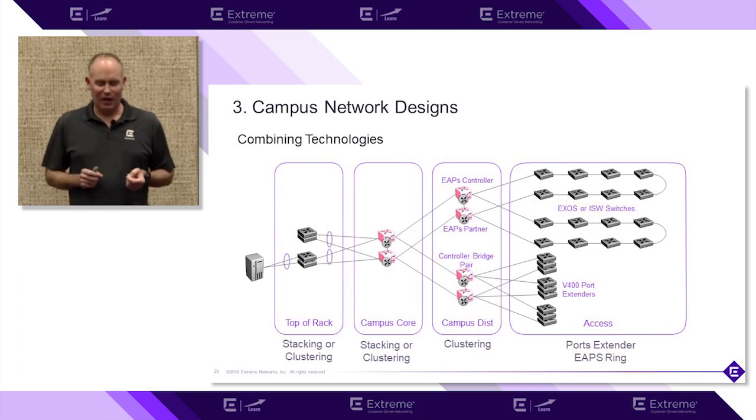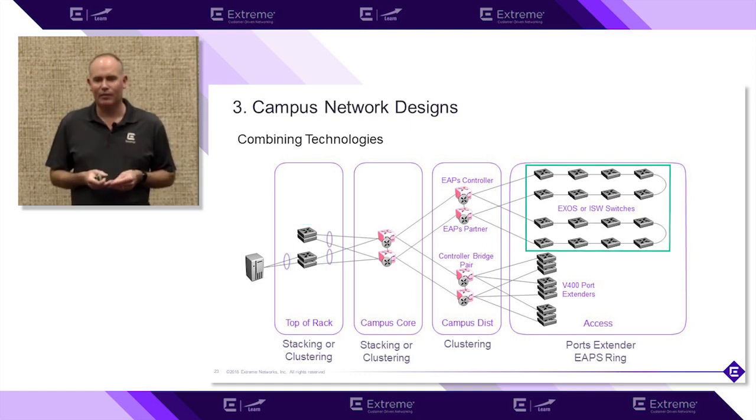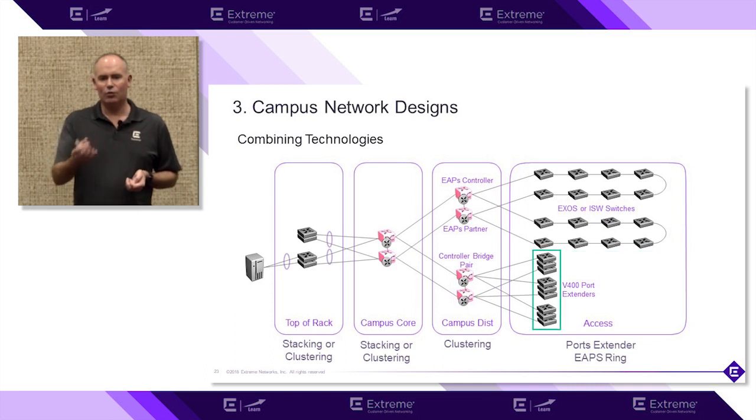The final point that I want to make is that we can mix and match these technologies. If you look at this example here, we're using switch clustering in the core and the distribution. We're using stacking in the top of rack for the server farms. And then if you look into the access layer of the network, we're actually using EAPS rings at the top of the diagram. These could be, for example, the boundary of a building where we need CCTV monitoring. And then towards the bottom, we're using the port extender technology, extended edge.